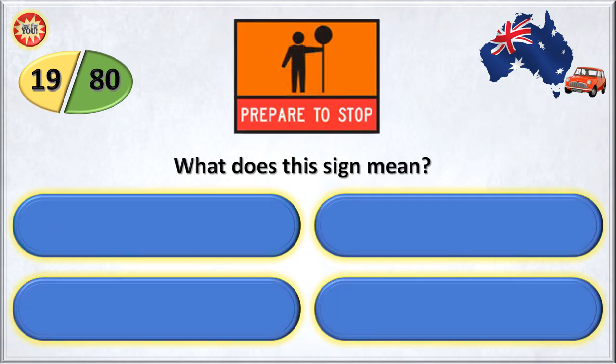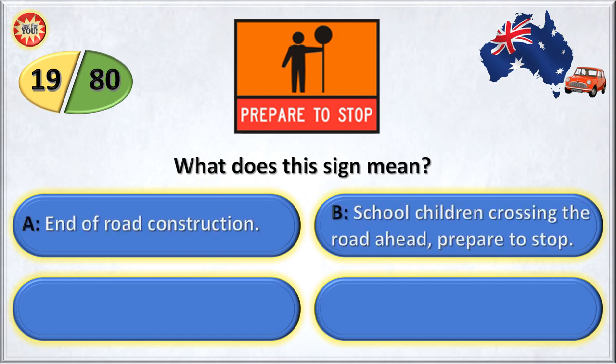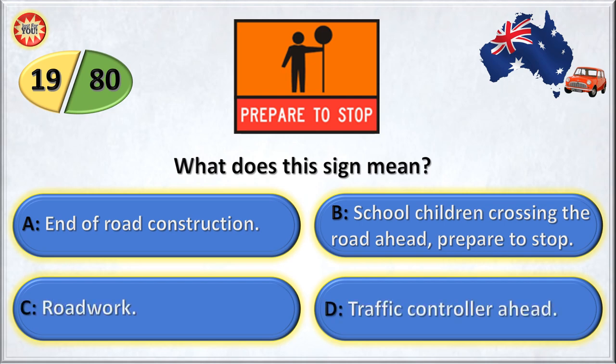What does this sign mean? End of road construction. School children crossing the road ahead, prepare to stop. Road work. Traffic controller ahead. Road work.